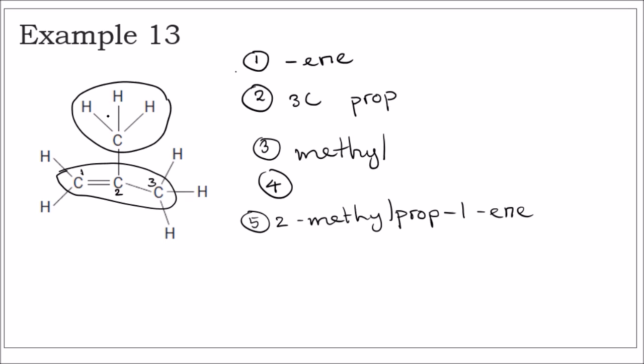Okay, you always want to think about the locations before you move on to the next example. This branch has to be on the middle carbon. If it is on this carbon, then this carbon will become a longest chain of 4. If the branch is on this carbon, you also have a longest chain of 4. So the branch has to be on carbon number 2.